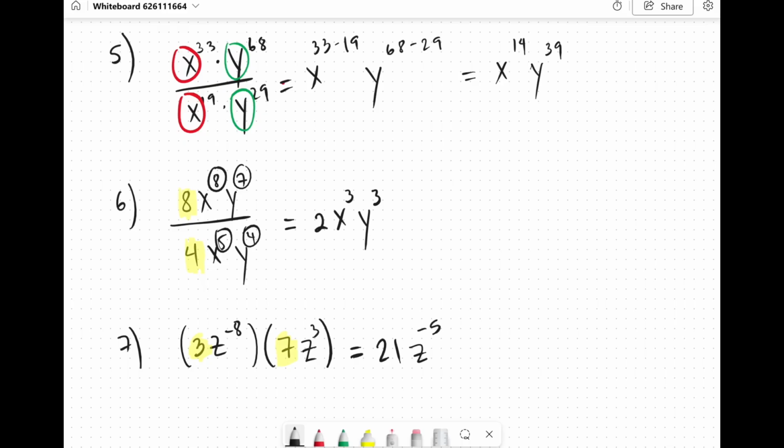Now, this is an example where you have to take care of the negative exponent. You should not leave your problem with the negative exponent. So 21, notice, does not have a negative exponent. It's a regular number, leave it alone. Z, however, needs to go to the bottom of the fraction, and that makes your exponent positive 5. So 21 stays where it was, but Z travels to the bottom to make that exponent positive.